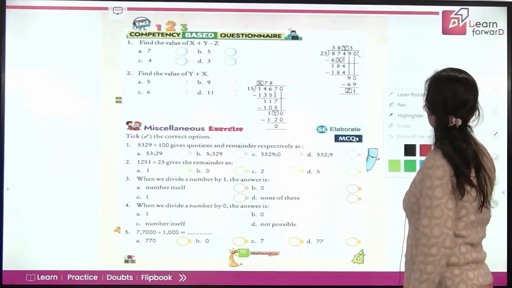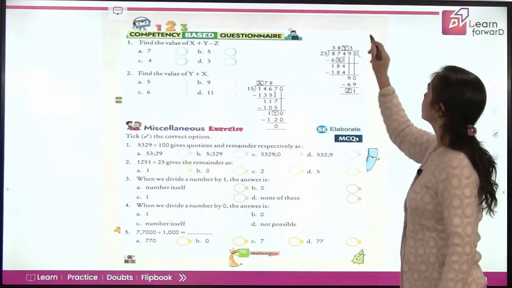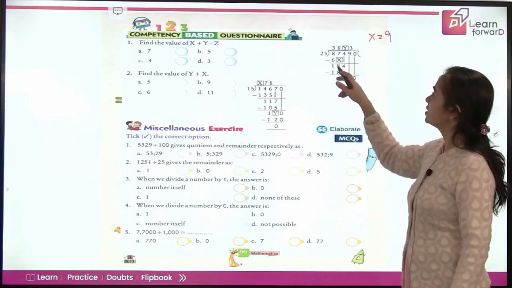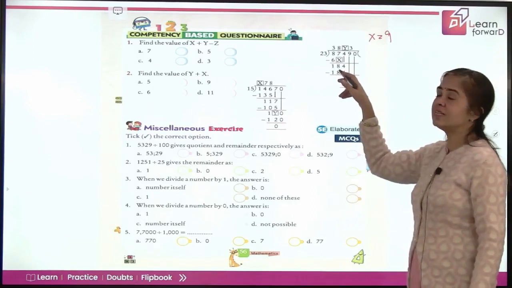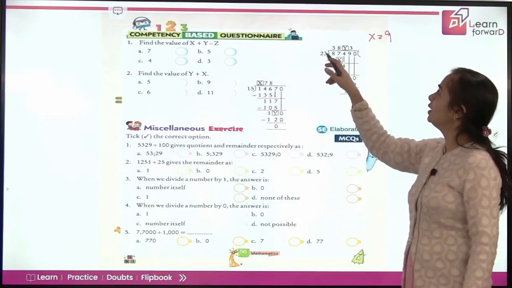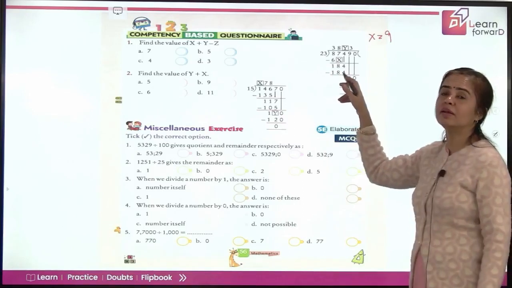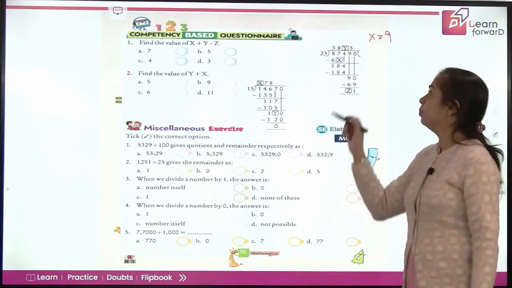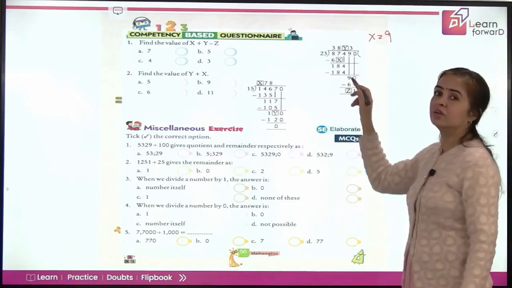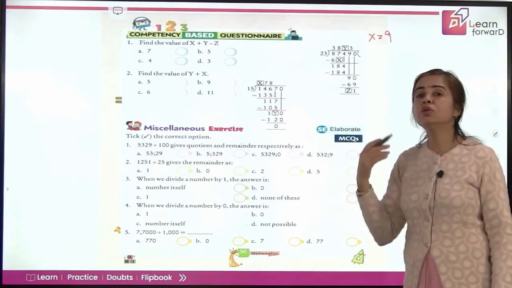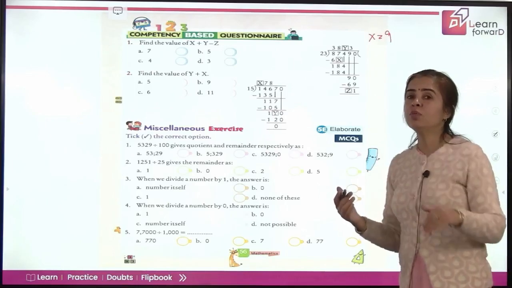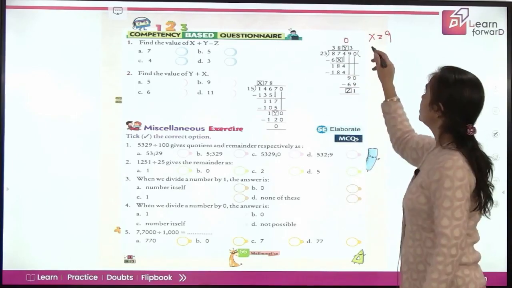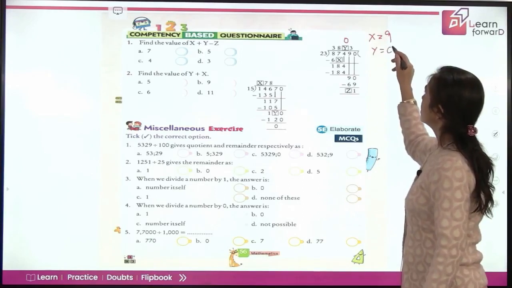x is equal to 9. Now, next, you get 18, you bring down 4. 23 8s are 184. So, 184 minus 184 is 0. Bring down the next digit 9, which is not sufficient. So, you need to bring 2 digits. So, before you bring down the next digit, you have to put a 0 here. That means the value of y is 0.